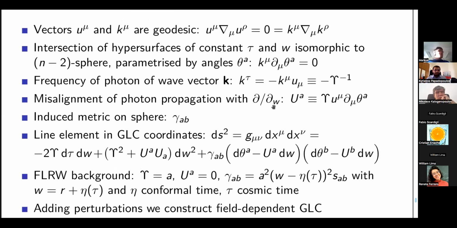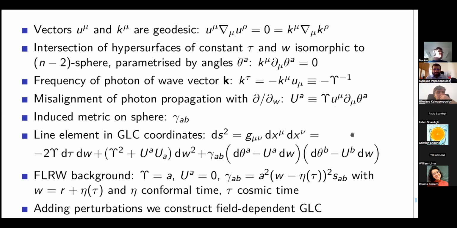Let me give the details. The vectors u^mu and k^mu are geodesic vectors in that construction. The hypersurfaces of constant tau and w are n-2 spheres, so 2-spheres in 4 dimensions, parameterized by some angles, and these angles are orthogonal to the propagation of light. This is what we see in the sky. There's a nice quantity, which is the frequency of the photon, of the wave vector. It's called upsilon or inverse upsilon. It's just the scalar product of k and u. And there's some other quantity, which is a misalignment of the photon propagation of that specific light cone.